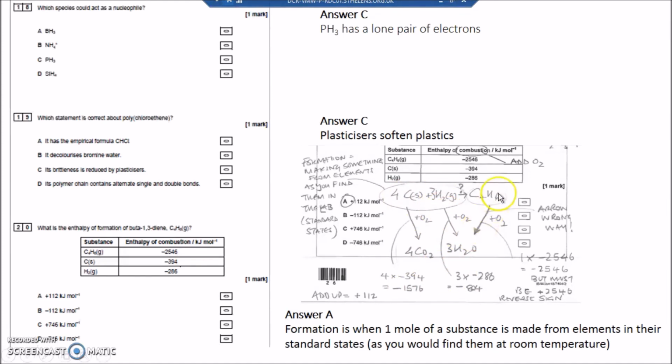However, this one, this combustion, is coming this way, and I need it to go from here to here to here. I need to reverse this sign. It's in the wrong direction, and so what I'll do to reverse the sign is that a minus becomes a plus. So it's the same enthalpy change, except that instead of giving out heat this way it will take in heat, and instead of being exothermic with a minus, it becomes a plus. So now I've got plus 2546. If I add together minus 1576, minus 804 and plus 2546, I end up with answer A, which is plus 112.